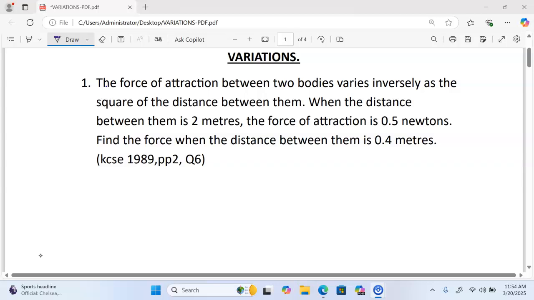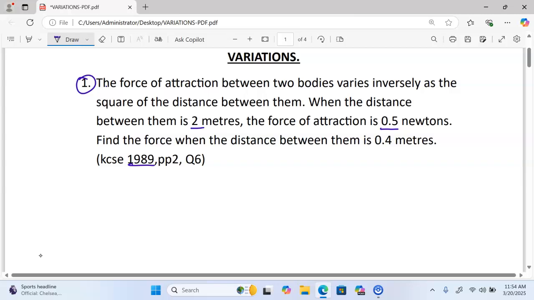We are looking at variations, and the first question reads: the force of attraction between two bodies varies inversely as the square of the distance between them. When the distance between them is 2 meters, the force of attraction is 0.5 newtons. Find the force when the distance between them is 0.4 meters. The question was done in KCSE 1989, paper 2, question number 6.